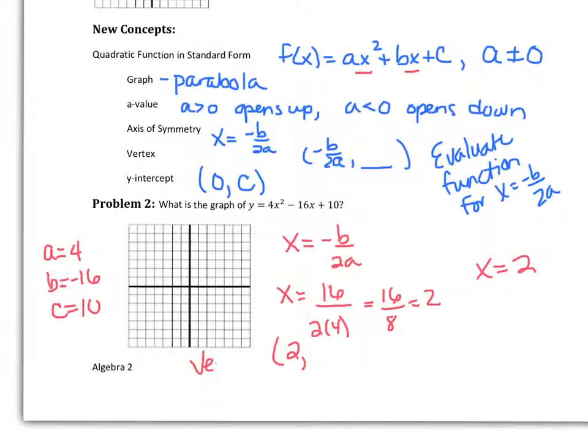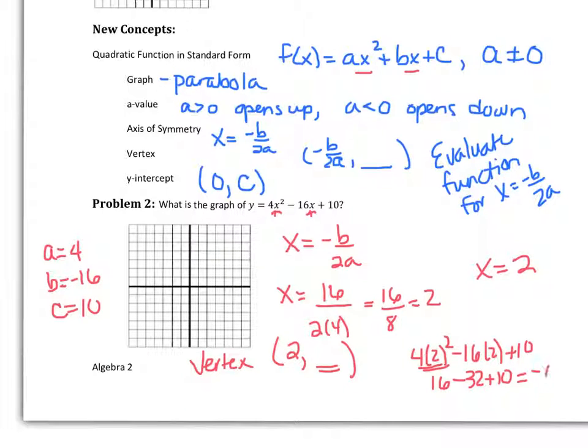Now we're going to find our vertex. So I know it has to be 2 something. To find what that something is, we're going to put 2 in for our x in the original equation. So I have 4 times 2 squared minus 16 times 2 plus 10. So 4 times 4 here is 16. Make sure you square the 2 first and then multiply by 4. Minus 32 plus 10, that will give us a value of negative 6. So our vertex is 2, negative 6.